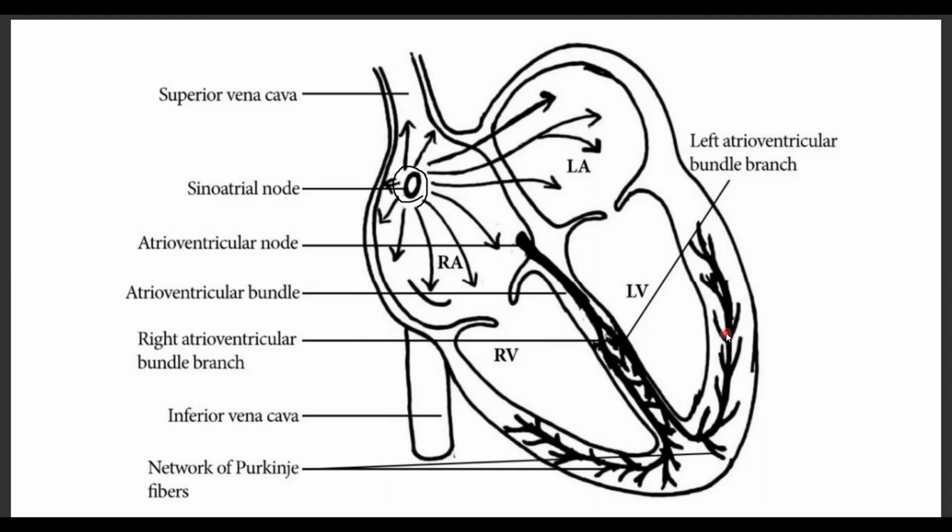Right? This SA node is present in the myocardium. What is the myocardium? It is the second layer of the heart wall. Present in the myocardium of the right atrium, again near the opening of the superior vena cava.